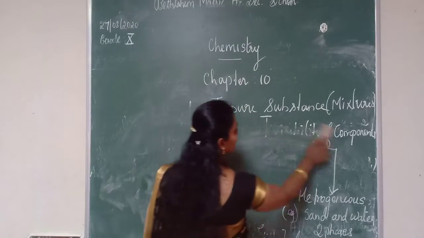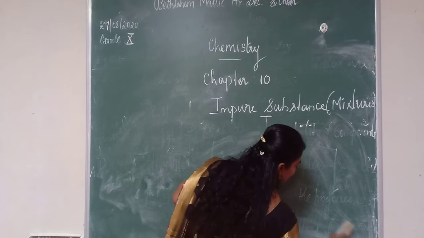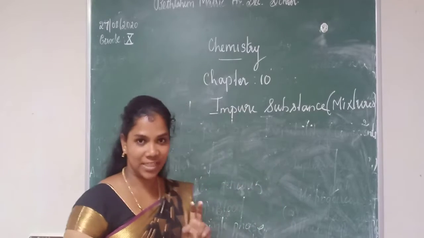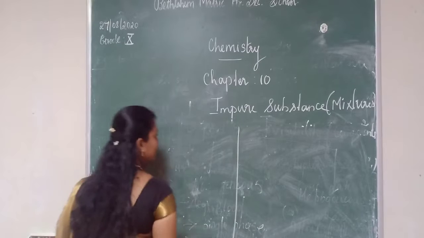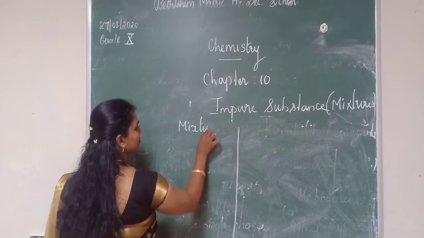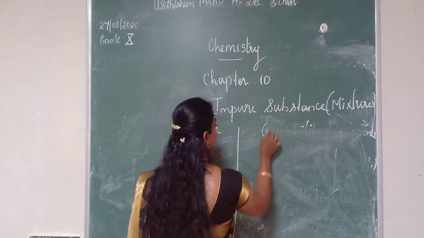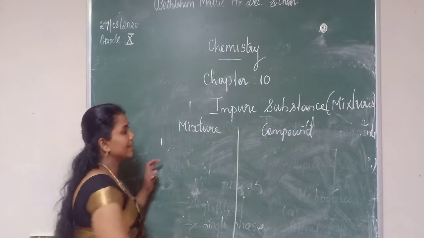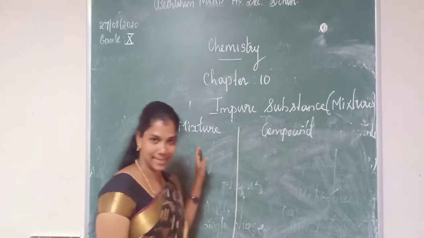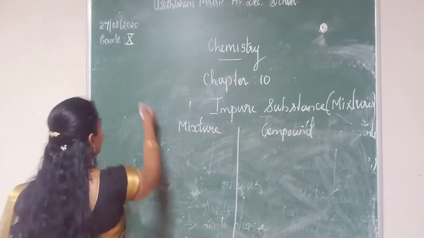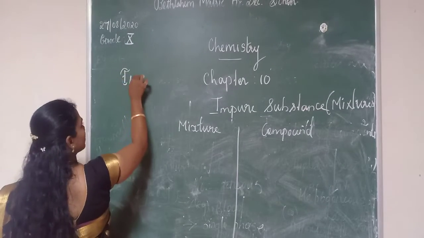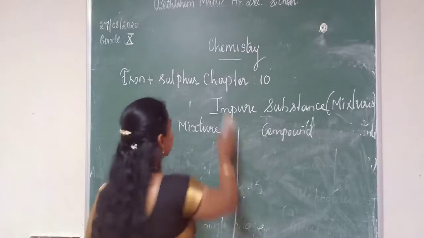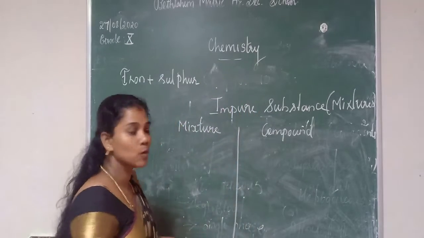So next, we can see the difference between compounds and mixtures. Now we can see the difference between the mixture and compound through an example. See, iron combines with sulfur and produces iron sulfate.